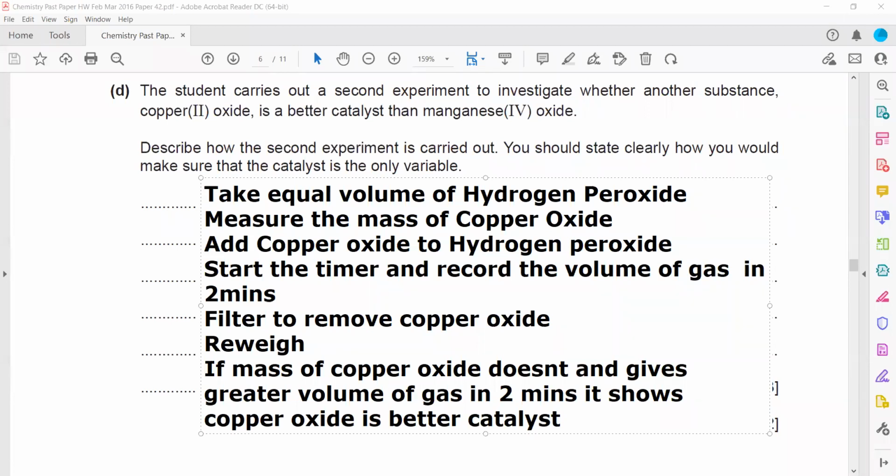So when a substance is a catalyst, chemically it does not change and it just alters the rate of reaction.